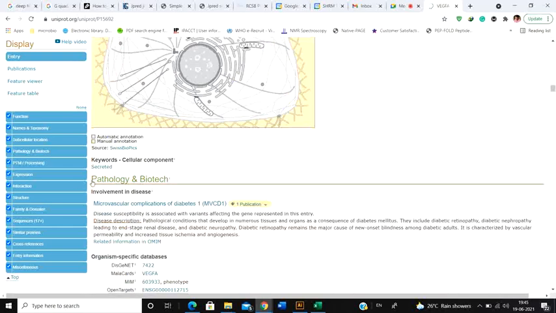Now the next section deals with the pathology of your molecule. That means, with what disease is your molecule connected to? Is it connected to diabetes? Is it connected to cancer?